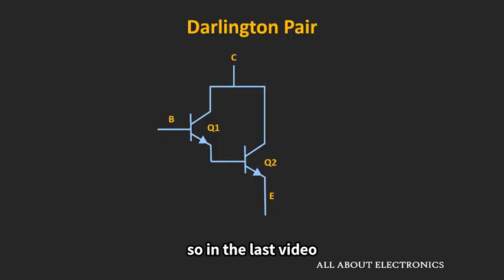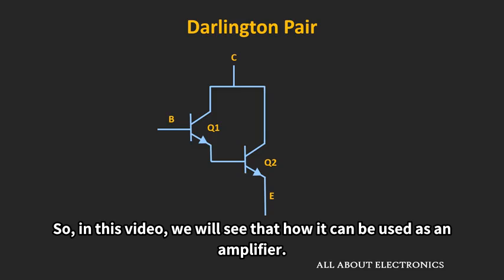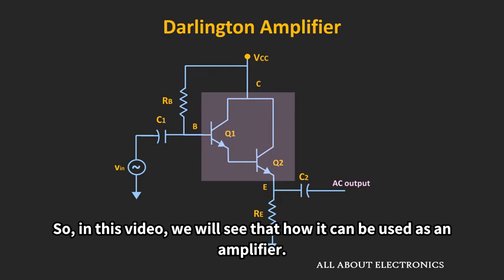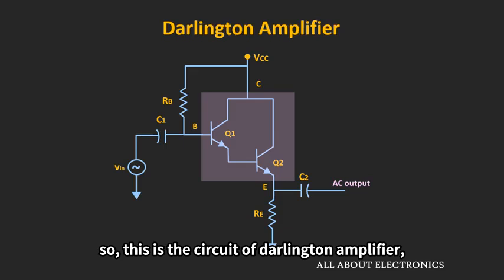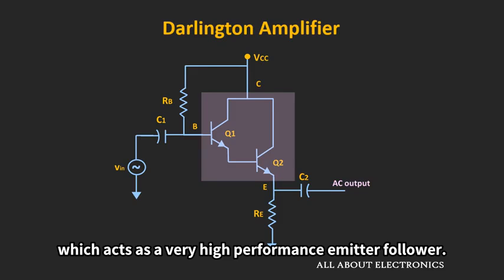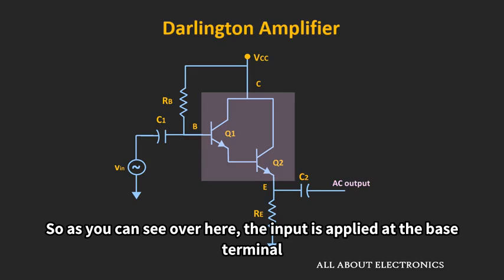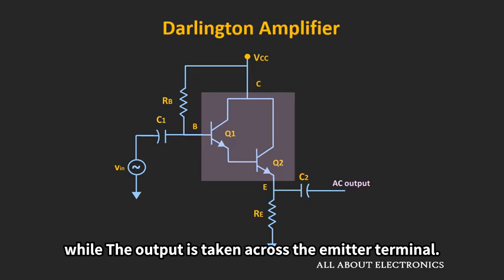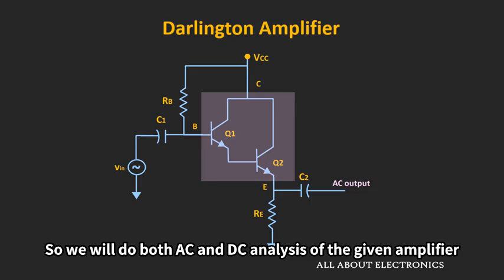So in the last video, we saw what a Darlington pair is and how it can be used as a switch. In this video, we will see how it can be used as an amplifier. This is the circuit of the Darlington amplifier, which acts as a very high performance emitter follower. As you can see, the input is applied at the base terminal while the output is taken across the emitter terminal. We will do both the AC and the DC analysis of the given amplifier.